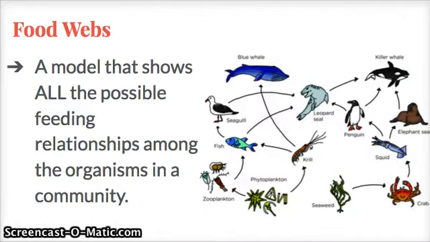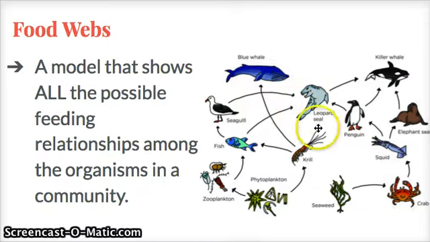Food webs are a little bit more complicated than food chains. They have a lot more arrows, as you can see from this example of the food web. But what a food web is, it's a model that shows all the possible feeding relationships among the organisms in a community. So this is an oceanic community, and you can see how the blue whale here eats the krill. Okay, that's the only thing it eats, and nothing eats it in this ecosystem.